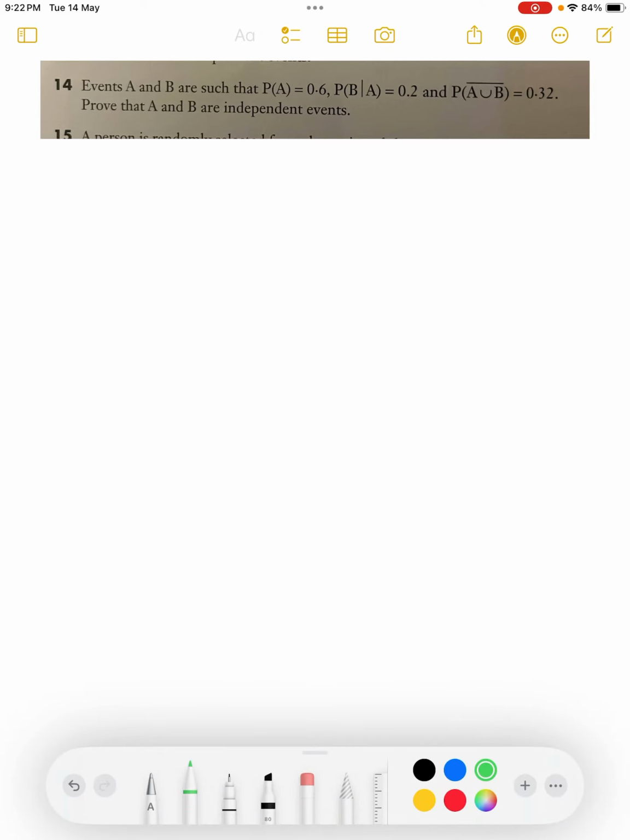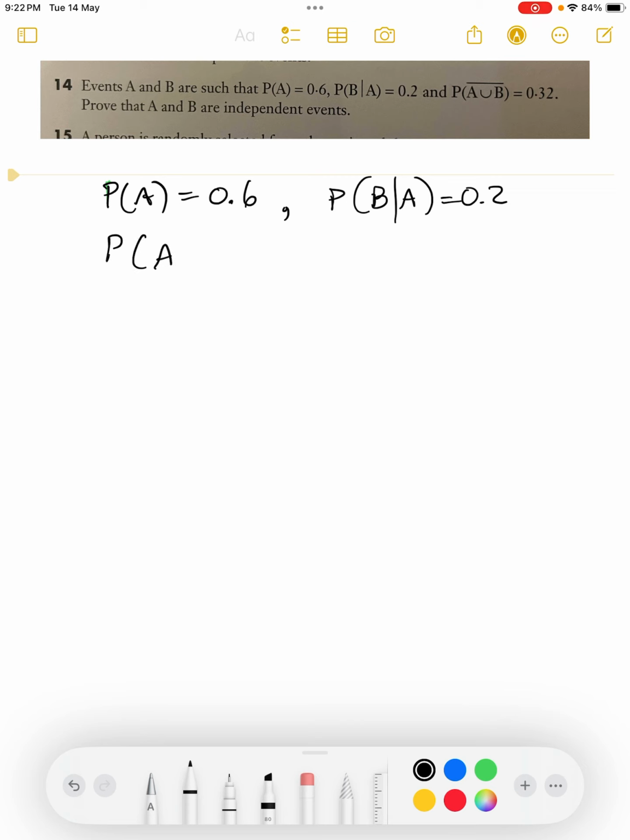We have been given events A and B such that the probability of A is 0.6, the probability of B given A is 0.2, and the probability of not A union B is 0.32. Now, the probability of B given A. Let's just show you illustrations.